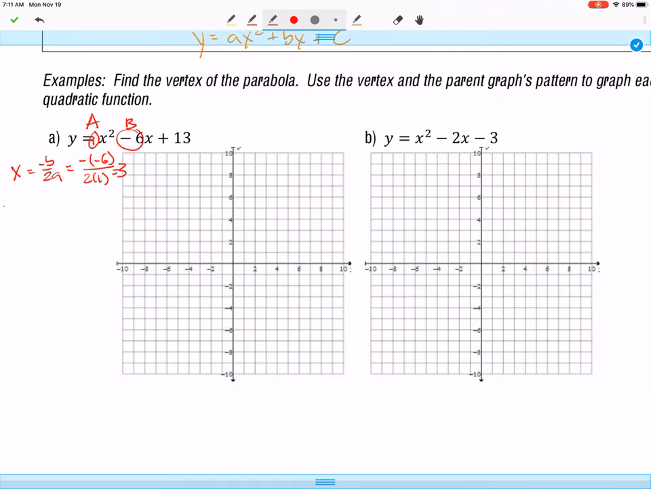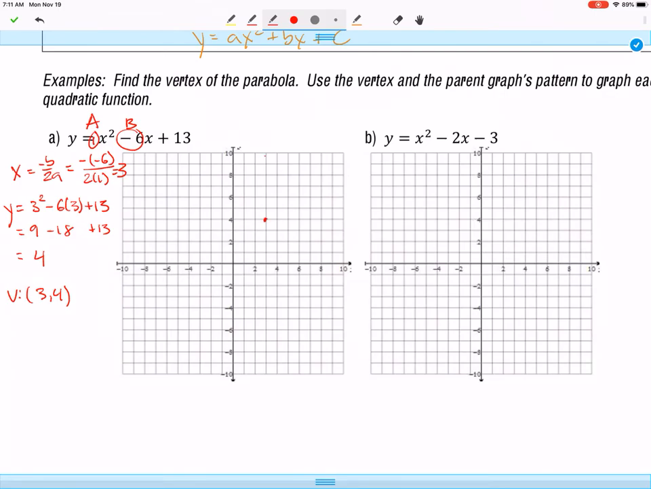And then our y value, we're just going to plug in x equals 3. So we get 3 squared minus 6 times 3 plus 13. You can use your calculator at this point, or you can do it by hand. We get 9 minus 18 plus 13, and that gives us 4. So our vertex is going to be 3, 4. We'll go to 3 and we'll go to 4, and that would be our vertex.